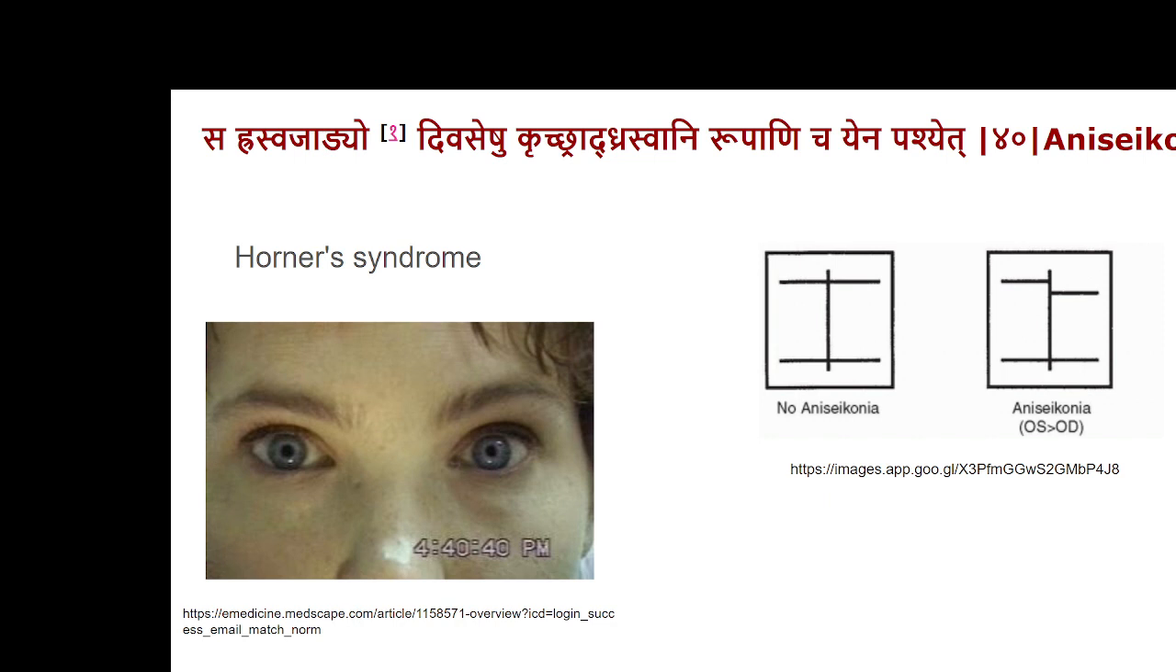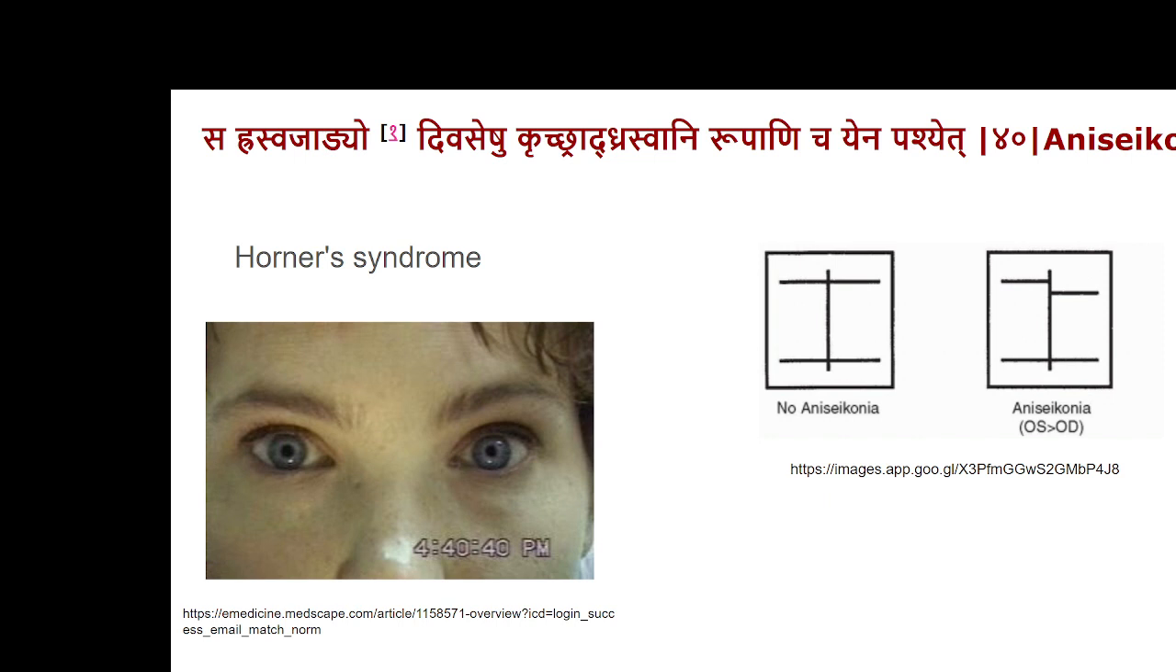Dhumadarshi. The next is Sahasrasrujadhyaha Divaseshu Krutsrata Hrutswani Rupani Yena Pasheta. Another condition is Hrutsrajadhya, where there could be abnormalities of the vision. And the typical appearance will be when the patient looks at an object, some of the objects may seem shorter and some may be longer. He will not be able to measure this properly.